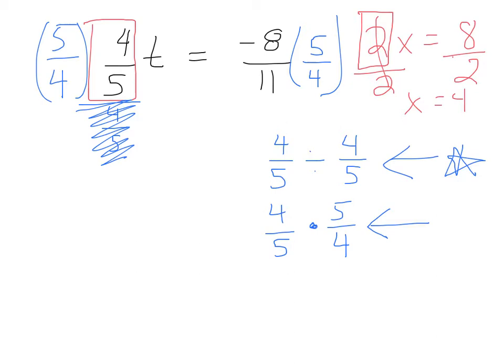Over here on the right, you have 5 times 4 over 4 times 5, and you still have t.